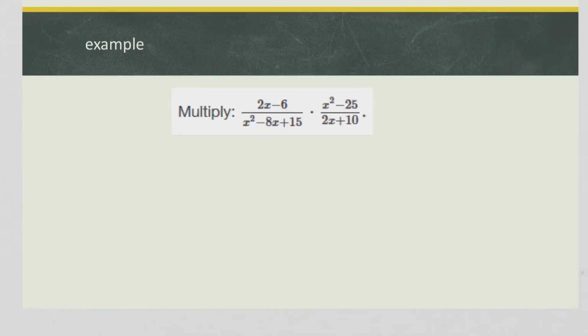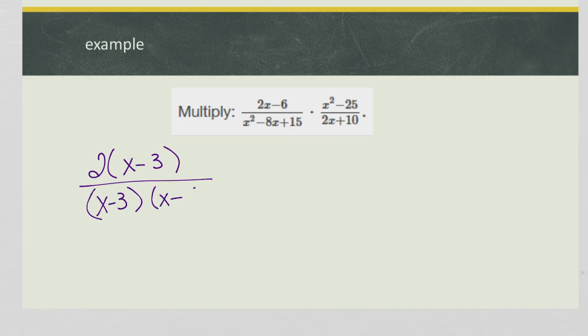All right, let's do the same thing for this one. Let's factor what we can. So on the upper left, I'm going to factor out a 2. So I'm going to have 2 and then parentheses x minus 3. The denominator, let's see here, I will have x minus 3 and x minus 5. And then the numerator on the right, it's a difference of squares, so it'll be x minus 5 and x plus 5. And then the denominator, I'm just going to factor out a 2.